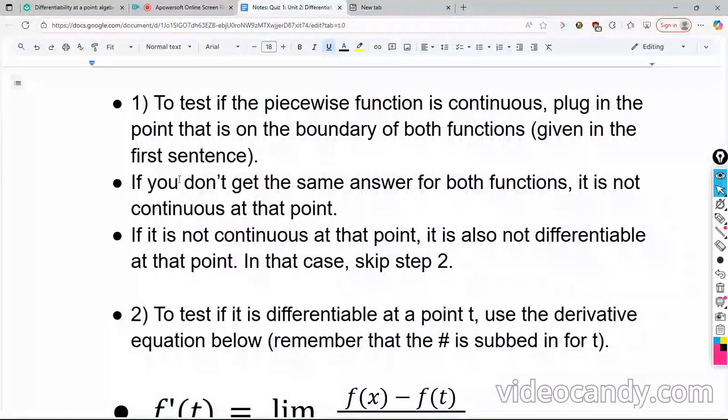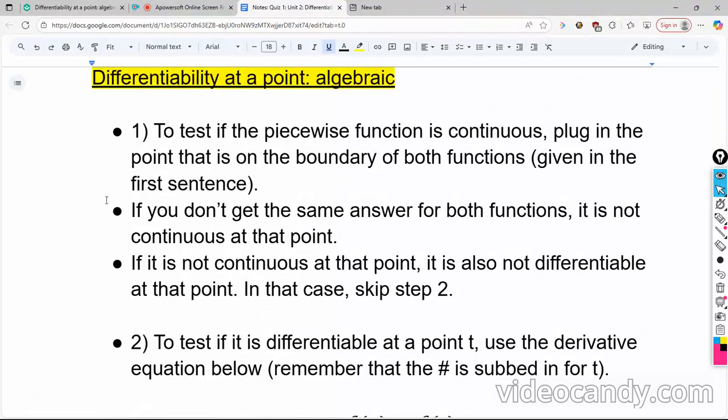Anyhow, first step here, to test if the piecewise function is continuous, you want to plug in the point that is on the boundary of both functions. That number is going to be given in the first sentence. If you don't get the same answer for both functions, it is not continuous at that point.